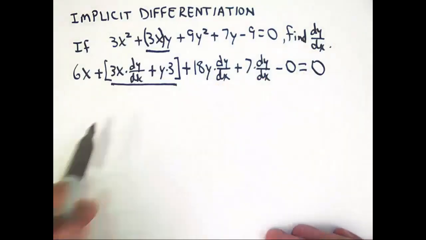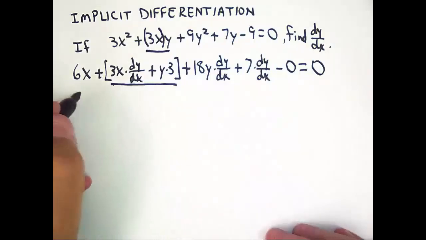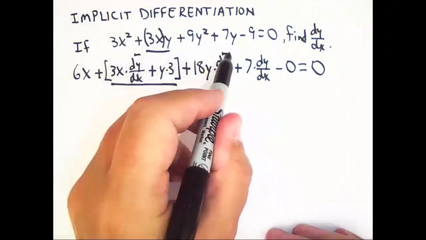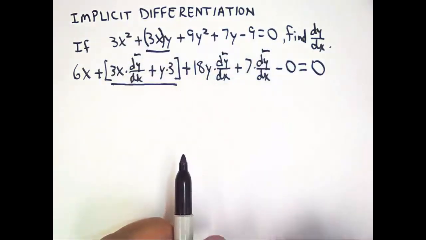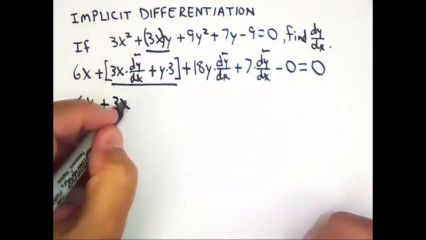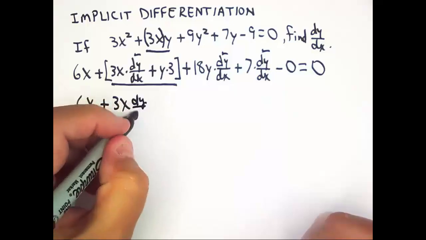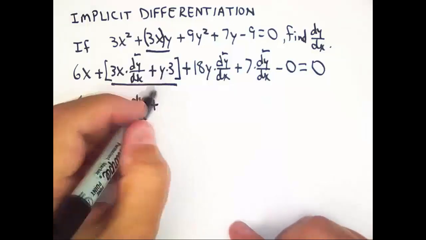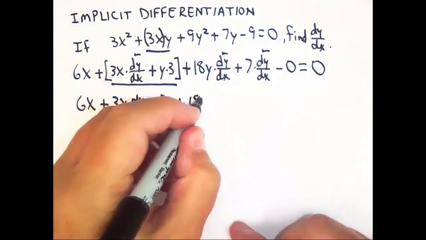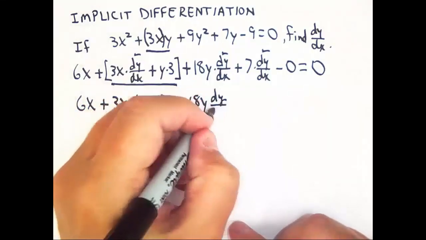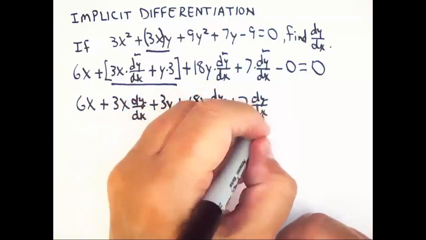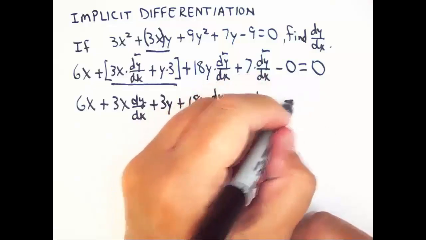Now I want to clean this up a little, make it look better. I also want to collect the terms that have dy over dx together on one side. So I'll write this as 6x plus 3x dy over dx plus 3y plus 18y times dy over dx plus 7 dy over dx, and then those are all equal to 0.